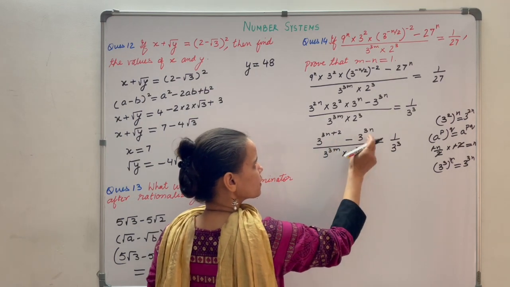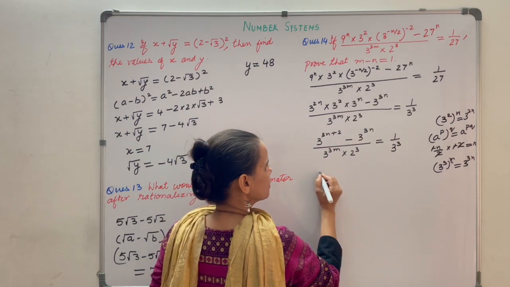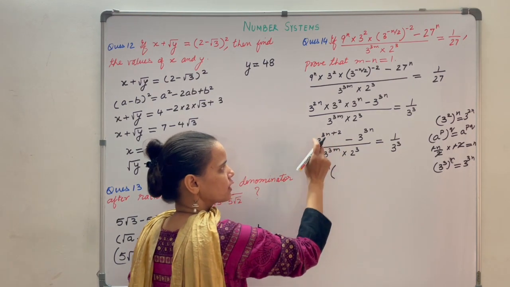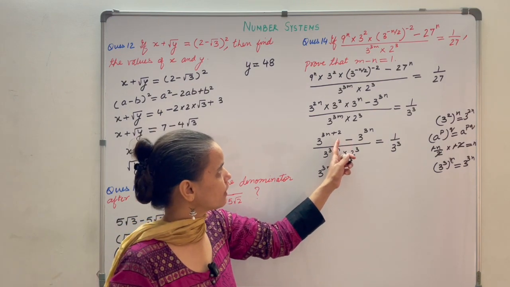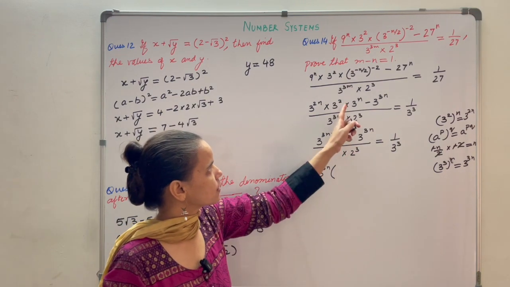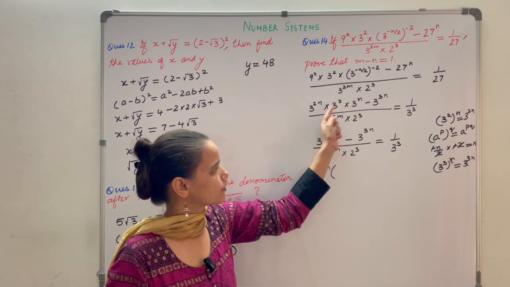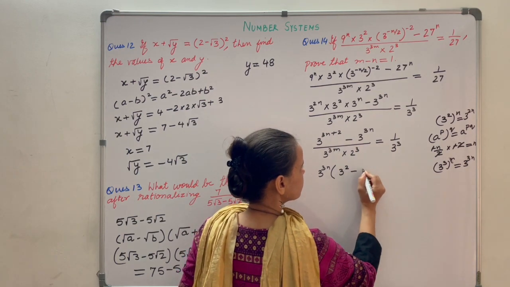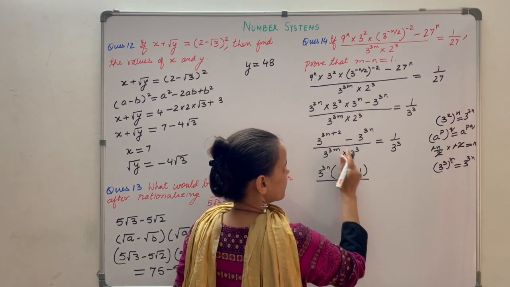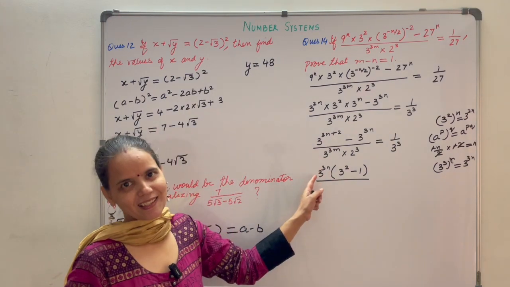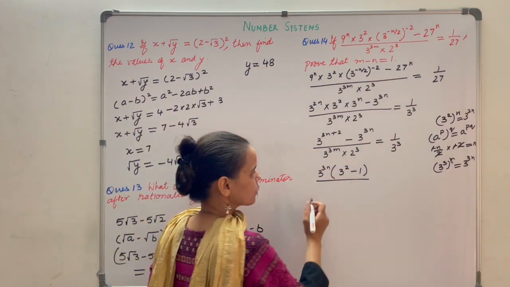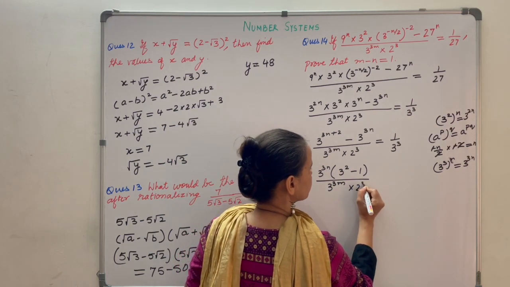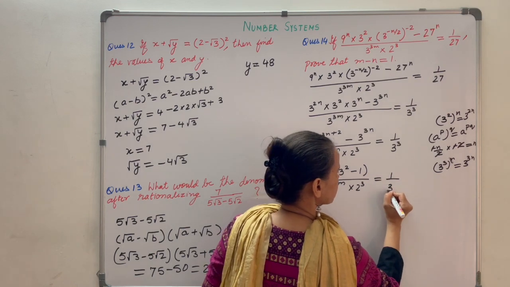So from these two numbers you can take 3 raised to power 3n common. So let us take it common. So here you have 3 raised to power 3n. So when you take 3 raised to power 3n common from here, what will be left out? 3 square. You can see that. So here you have 3 square and here you have 1. So we have applied distributive property here to rewrite it like this. In the denominator you have 3 raised to power 3m into 2 cube. This is equal to 1 upon 3 cube.